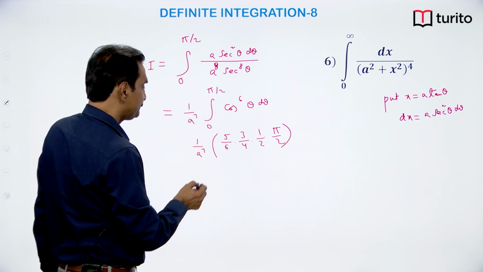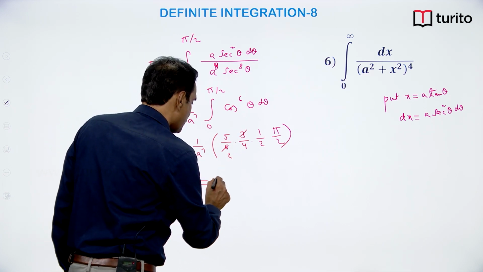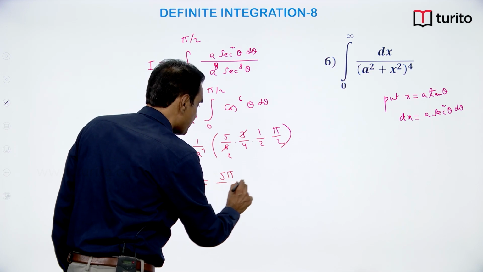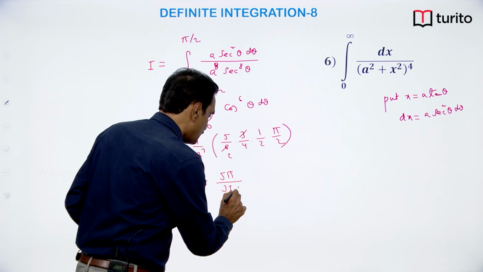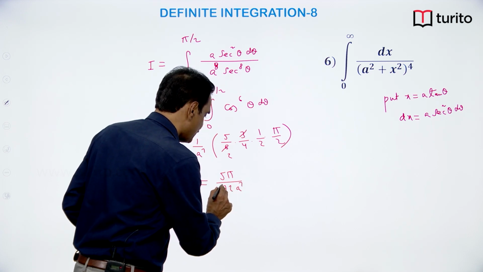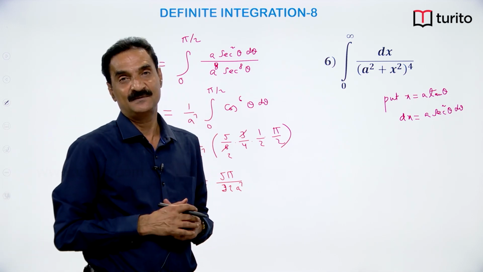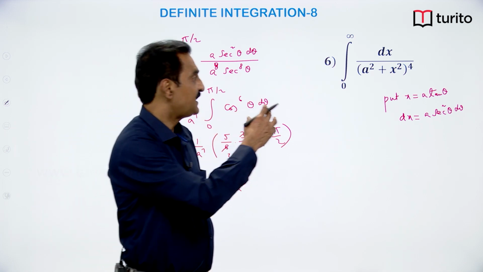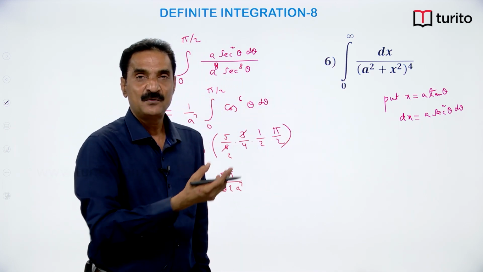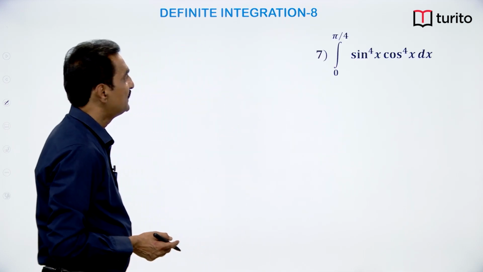Then what are you getting? 3 2s are 6, then 5 pi by 32, so 5 pi by 32 a power 7 is the answer. So in this way, sometimes by using a substitution, we can reduce into a reduction formula. Another question.